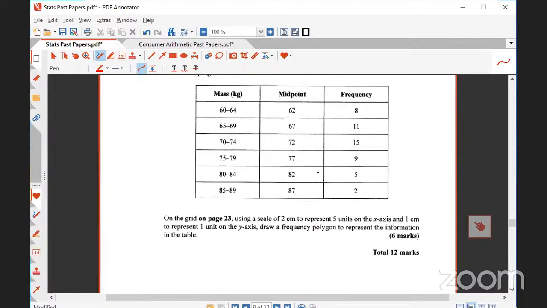All right, so draw the table. While you draw the table, let me write a little important piece of information here. So to draw a frequency polygon, remember that you just need to sketch a table. It does not have to be perfect.